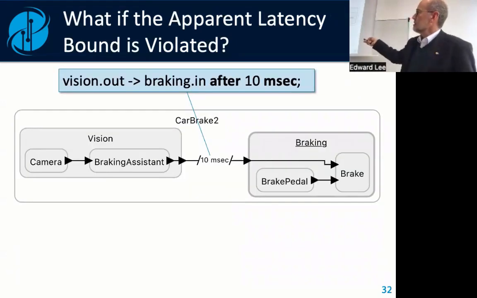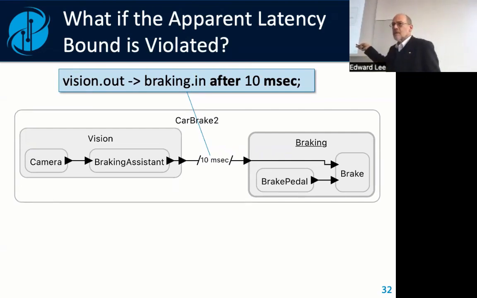Let me emphasize that with this design, with the 10 millisecond specification, if the braking assistant takes no more than 10 milliseconds and the network takes no more than 10 milliseconds, then there's no waiting to process brake pedal inputs. Availability becomes perfect. But what if your network breaks? Right? The CAP theorem. It becomes partitioned. Then the delay over the network is not going to be bounded by 10 milliseconds. So what should you do?